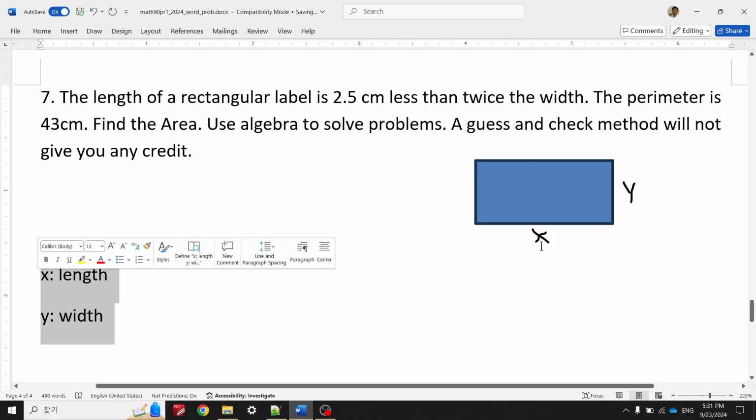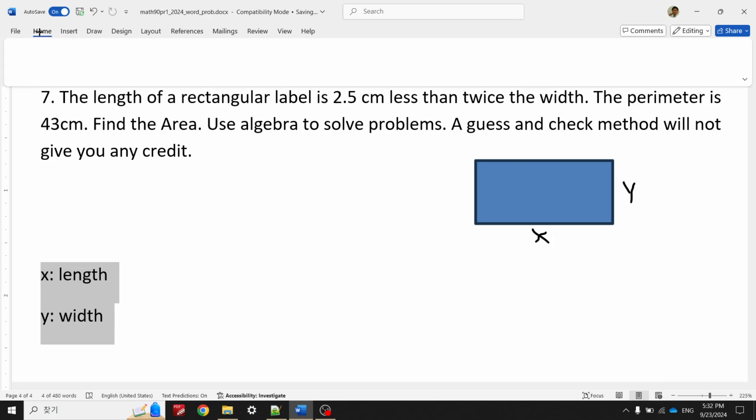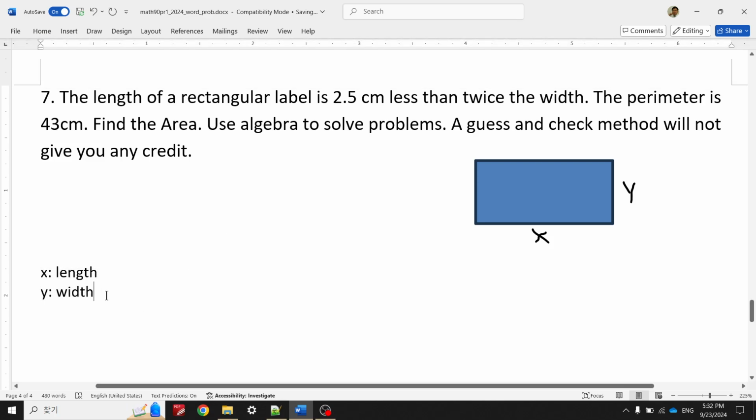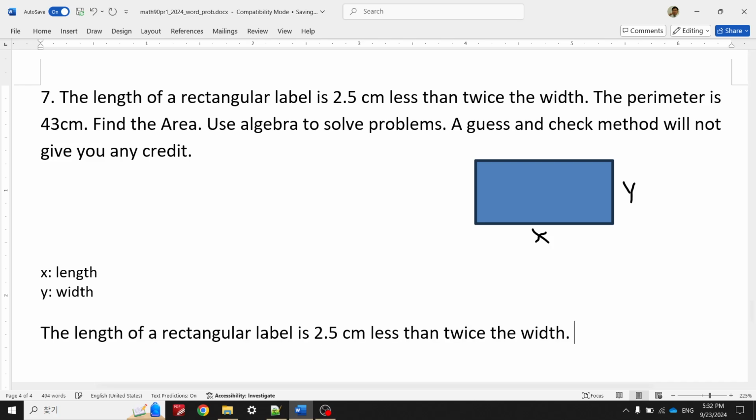And by the way, it doesn't have to be this way. It could be X here and then Y, because there's no common agreement with which one should be length and which one should be width. So we'll just go by this one. Okay, now let's see. We have to convert this into an equation. How do you convert this into an equation? X equals 2y minus 2.5.